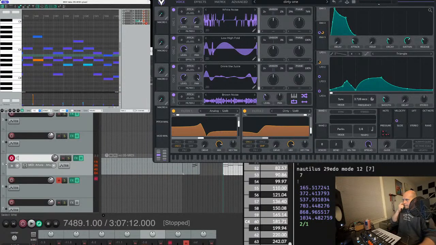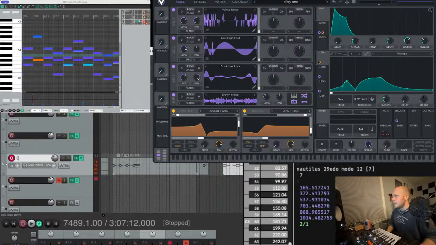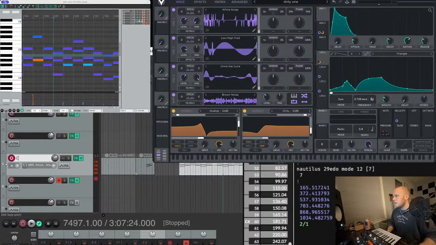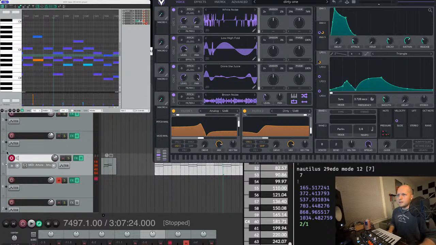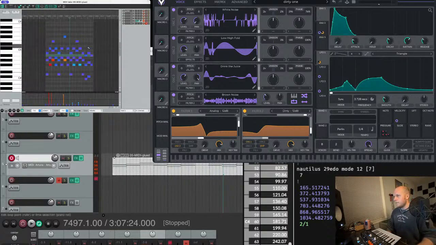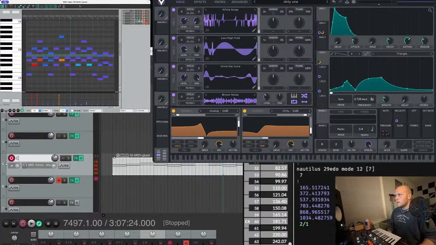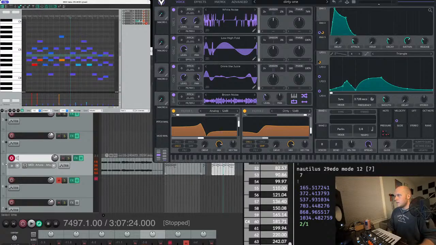Alright. I guess it's a little obnoxious, but for a microtonal thing, that's kind of just part of it. Usually. Anyway, I think that sounds better than the straight one.